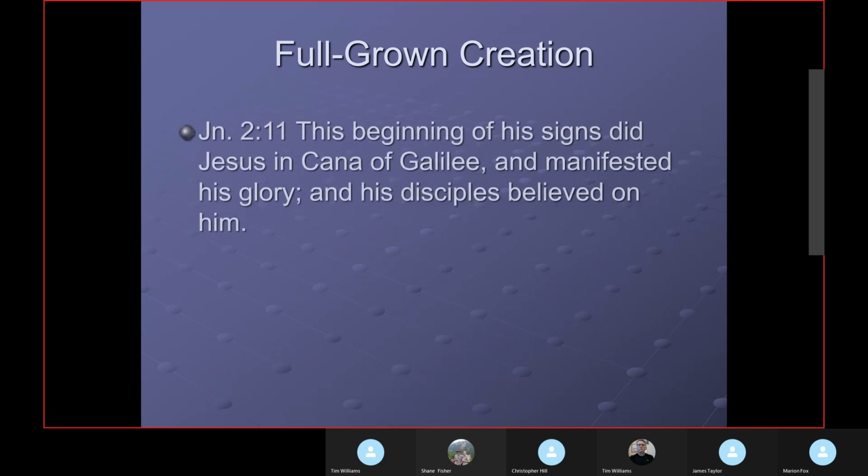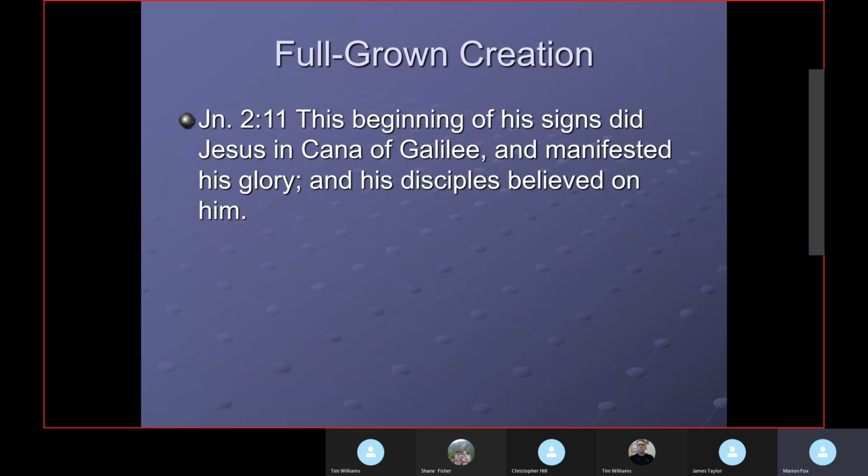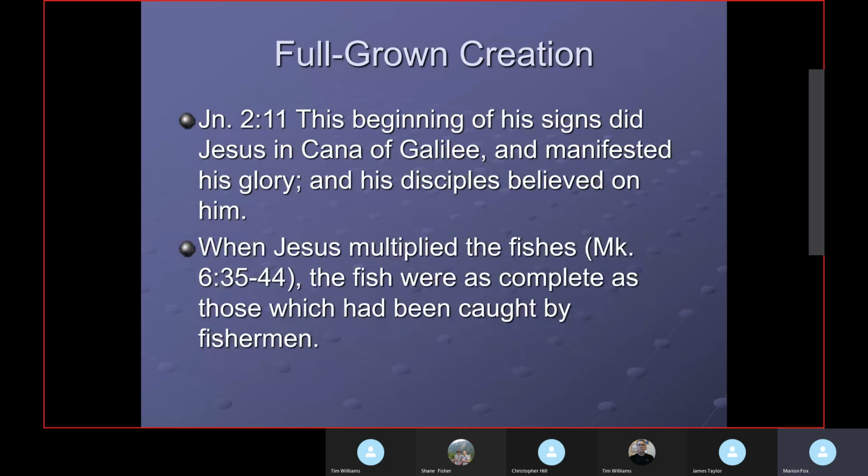This beginning of signs did Jesus in Cana of Galilee and manifested his glory, and his disciples believed on him. Well, my point being here is the grape juice that he created was in good shape. It was very high quality. And whenever miracles were performed, like miracles of healing and so forth, they were restored totally. If you go back to Naaman, he had leprosy back in the Old Testament, and his skin was restored like that of a little child.